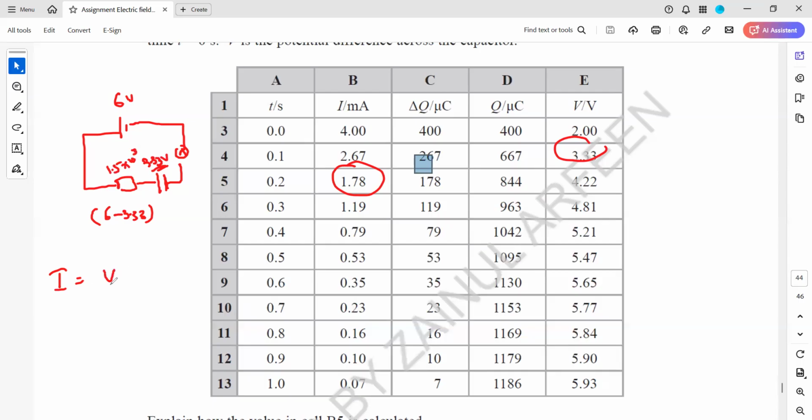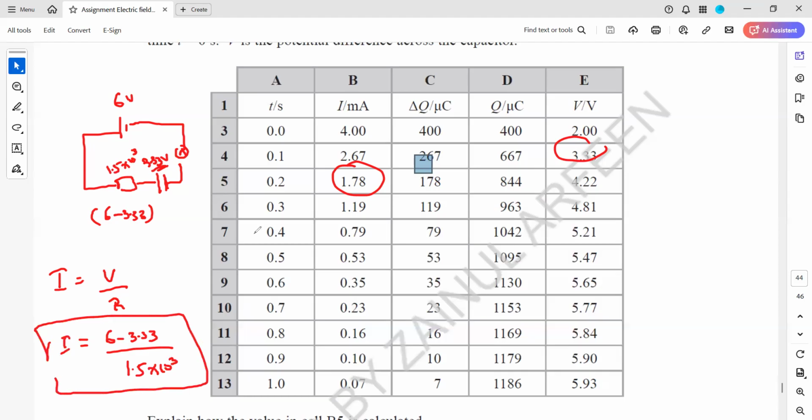So the current is voltage divided by resistance. So what is the voltage across this fixed resistor? It will be 6 minus 3.33, divided by the resistance. So what is the resistance? 1.5 times 10 to the power 3. That is how we got the current here. Is it clear how we worked out the current?